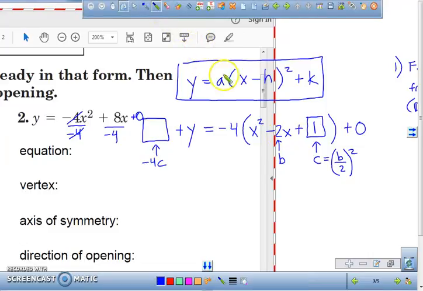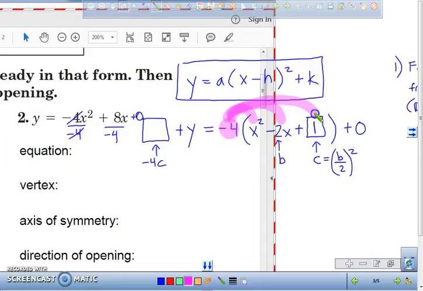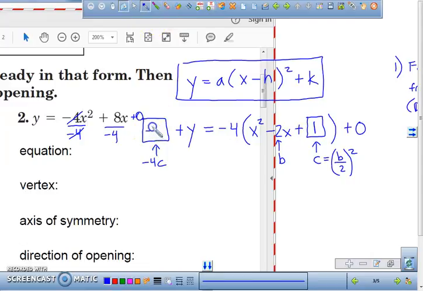I'm going to highlight something and make sure you see this clearly. See this negative 4? This negative 4 is being distributed to this number, to this number, and technically to that number right there. So what is negative 4 times 1? It's negative 4. So that's why you're going to plug in a negative 4 right there instead of a positive 1.